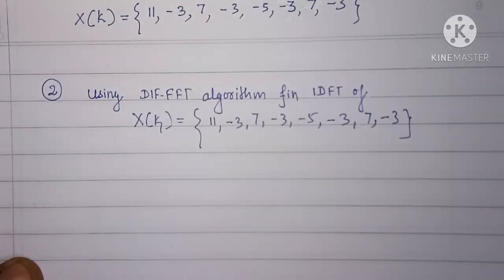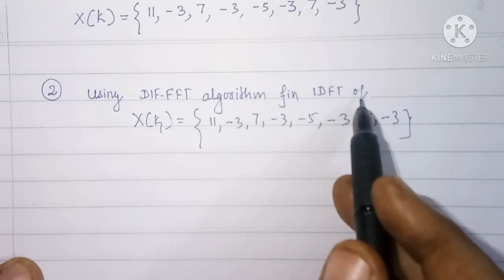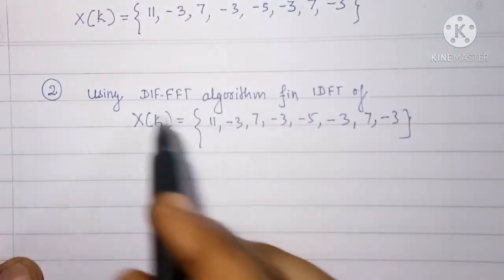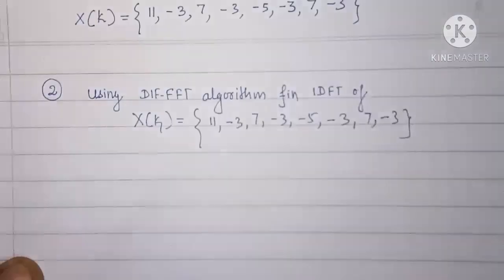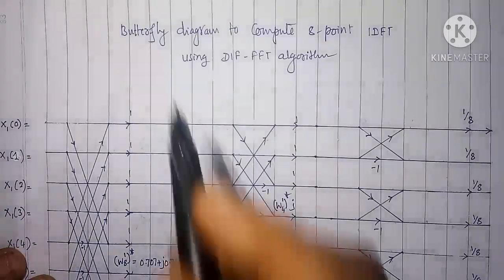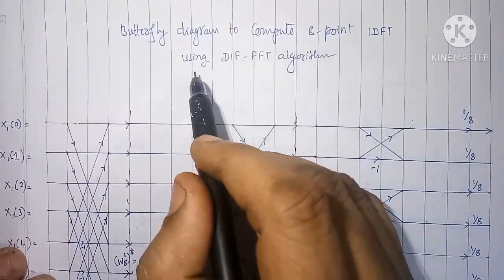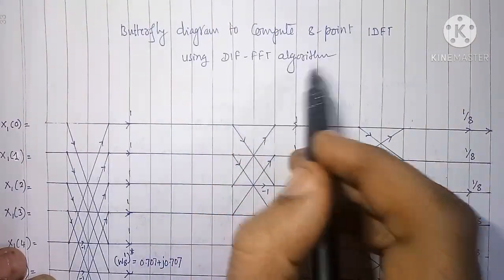So now let us draw the butterfly diagram to obtain IDFT of x of k using DIF FFT algorithm. Now here is the butterfly diagram to compute 8-point IDFT using DIF FFT algorithm.